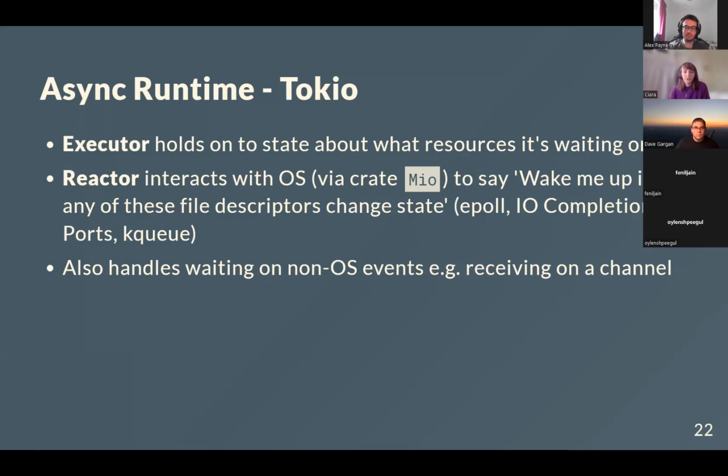The runtime also handles waiting on non-operating system events. So you might be waiting to receive on a channel. If you remember the fearless concurrency chapter where we sent information over multiple producer, single consumer channels, that's one of the things that it can wait on, and Tokio provides its own version of that as well.